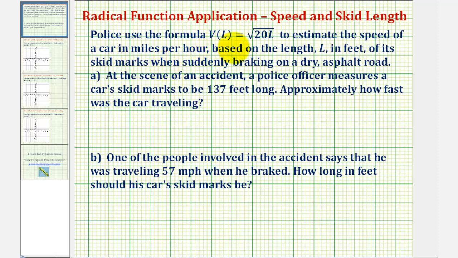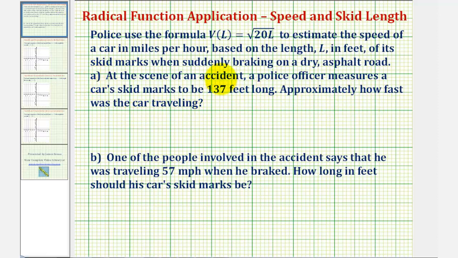Police use the formula V of L equals the square root of 20 times L to estimate the speed of a car in miles per hour based upon the length L in feet of its skid marks when suddenly braking on a dry asphalt road. Part A. At the scene of an accident, a police officer measures a car's skid marks to be 137 feet long. Approximately how fast was the car traveling?